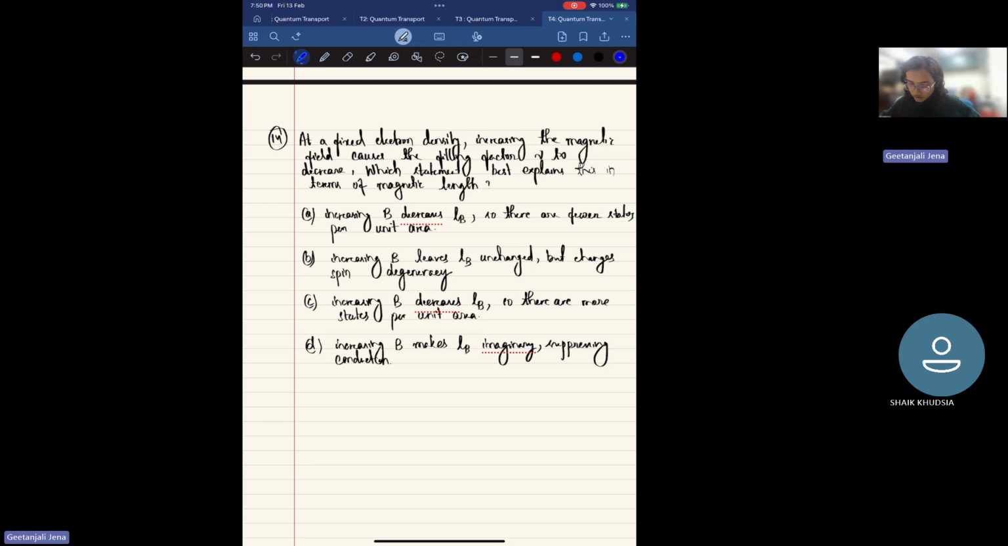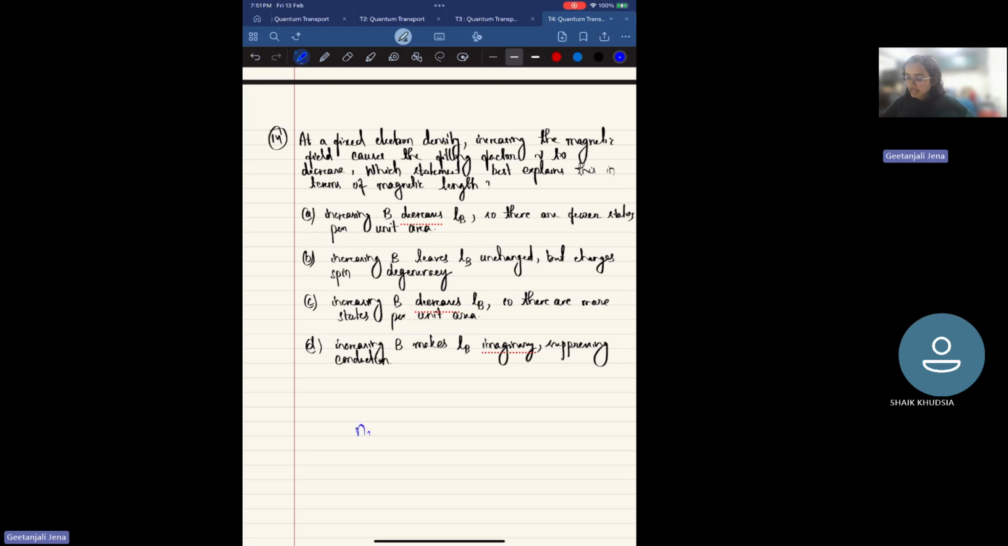Question number 14. At a fixed electron density, increasing the magnetic field causes the filling factor nu to decrease. Which statement best explains this in terms of the magnetic length? Option A, increasing B decreases LB, so there are fewer states per unit area. Option B, increasing B leaves LB unchanged, but changes the spin degeneracy. Option C, increasing B decreases LB, so there are more states per unit area. Option D, increasing B makes LB imaginary, suppressing the conduction.